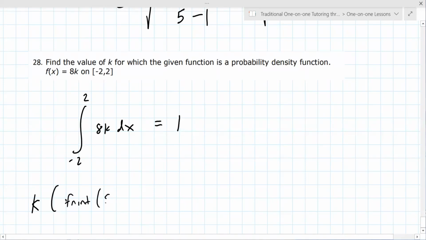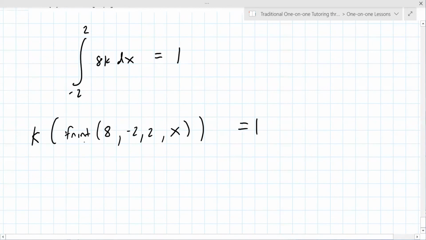You're going to do 8, because the K is over here. You just do comma -2, comma 2, comma, I think X. I don't remember if you have to put that in or not. And this all has to equal 1. Now this is going to give you a number. Like it's going to give you like 32.